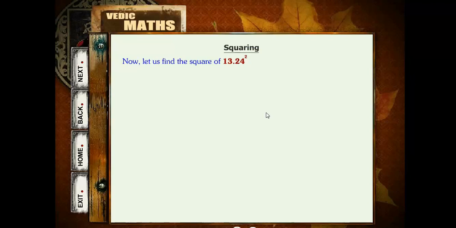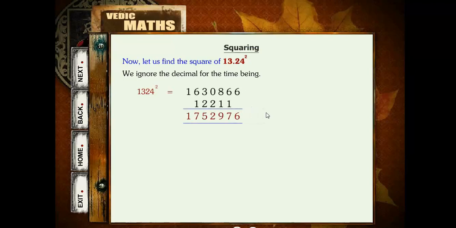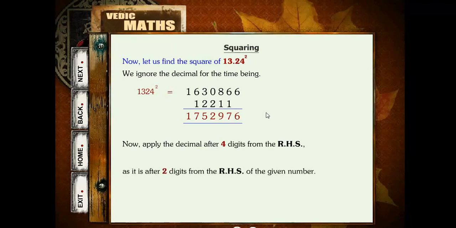Now let us find the square of 13.24. We ignore the decimal for the time being. The square of 1324 is equal to 1752976. Now apply the decimal after 4 digits from the RHS, as it is after 2 digits from the RHS of the given number. Thus, the final answer is 175.2976.